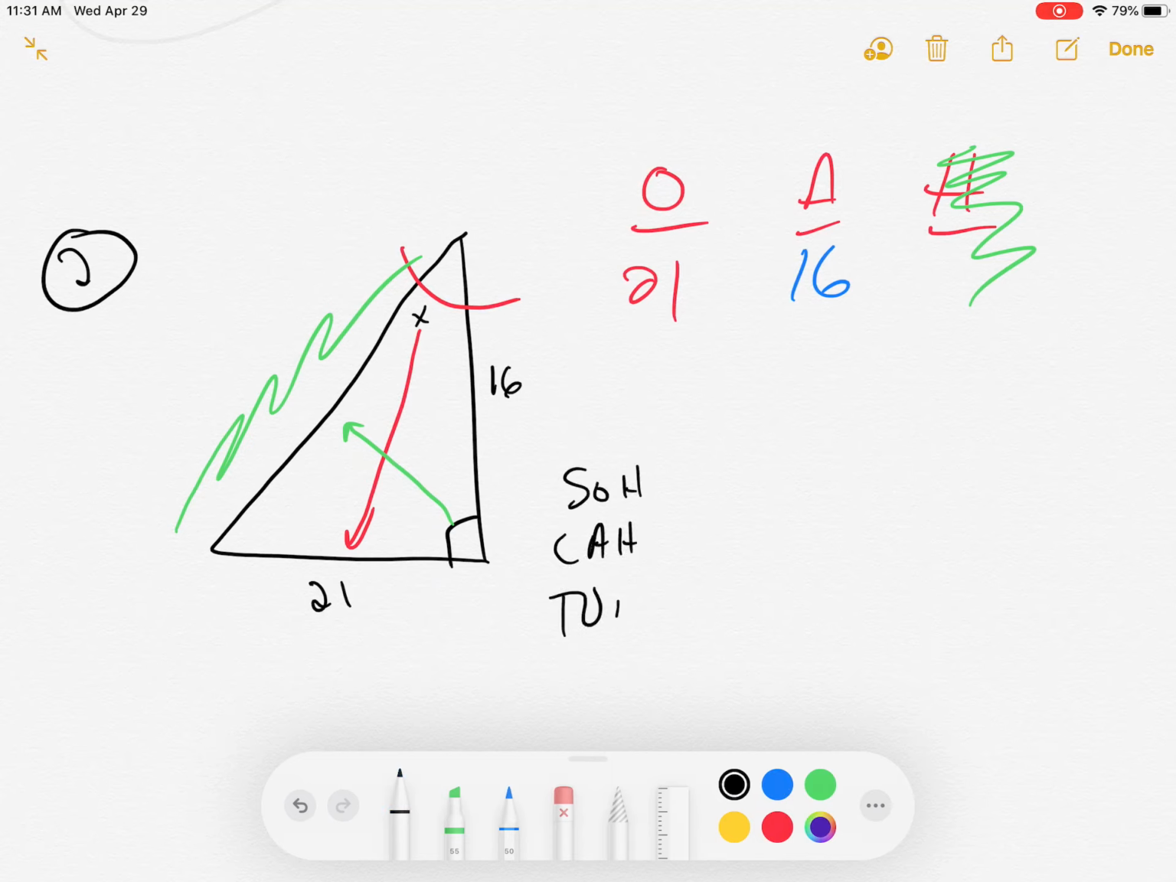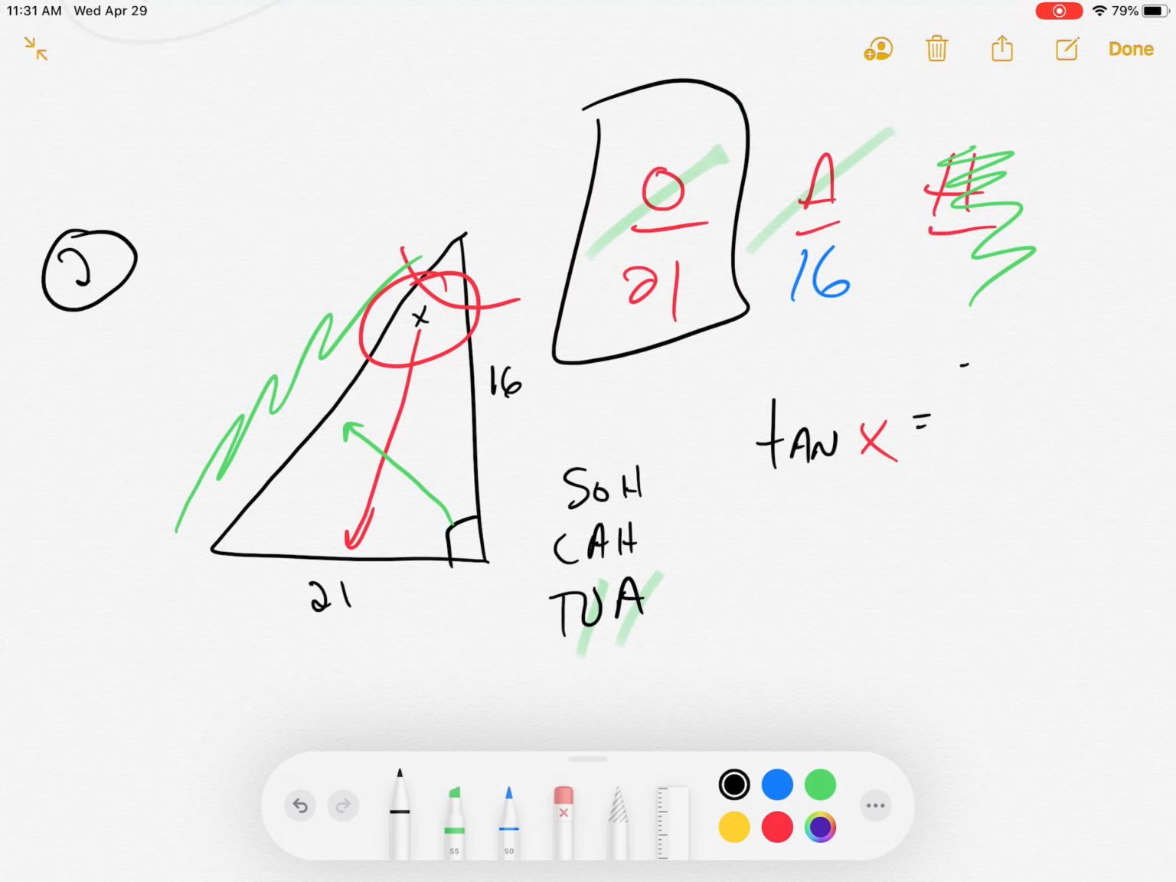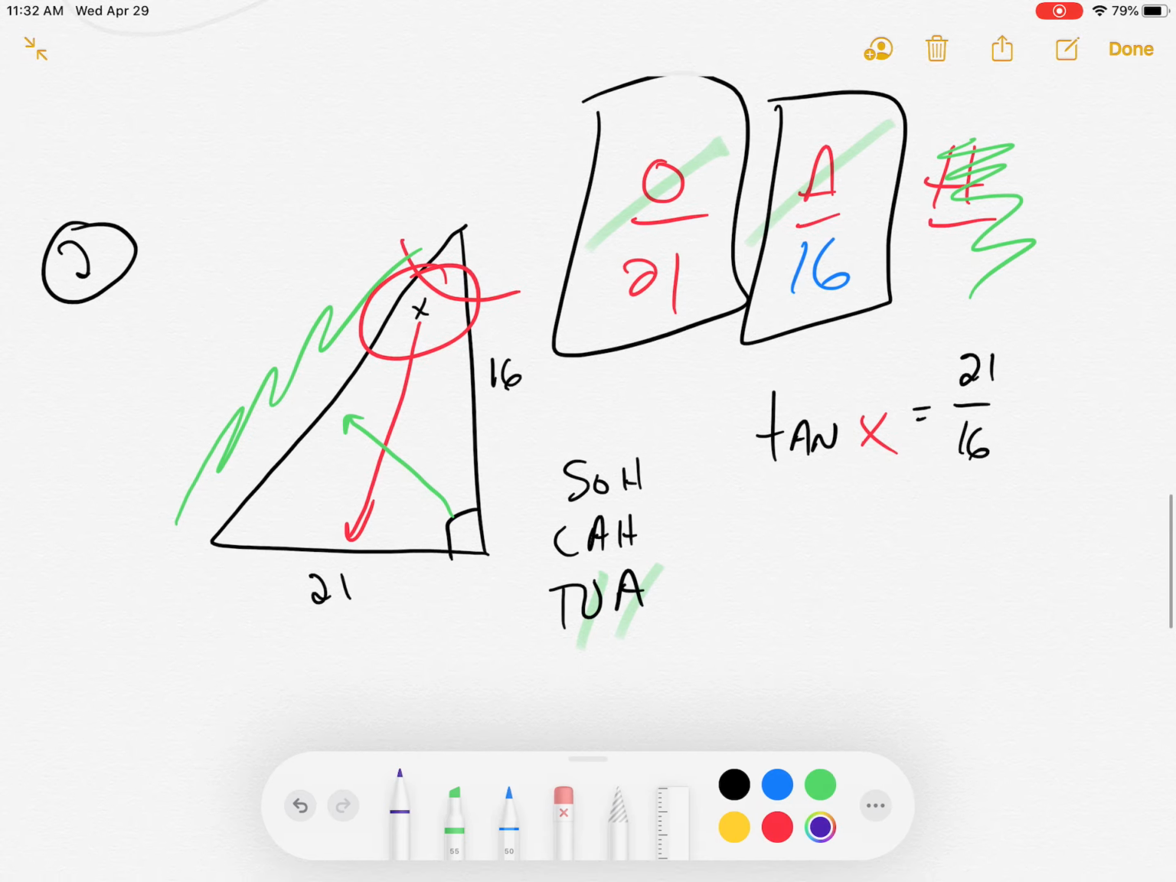Now let's think. SOHCAHTOA. Which one uses O and A? O and A comes from TOA, and the T stands for tangent. So I'm going to say the tangent of my angle. What angle am I trying to find? Tangent of X equals O, 21, over A, 16. Okay, how do we get X by itself?